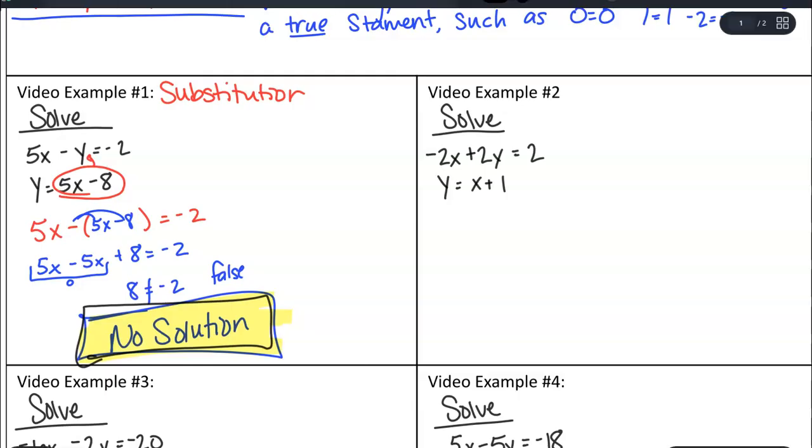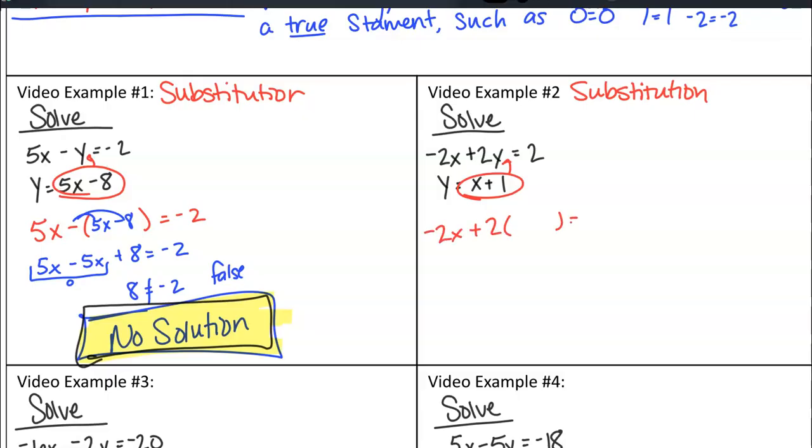Let's take a look at example number 2. The first equation is in standard form, but the second equation is solved for y. So again, the method we should be using is substitution. And we are going to substitute into the y, not the x. Silly me. Negative 2x plus 2, big parentheses equals 2. And what goes in the parentheses? Well, what does y equal? Well, y equals x plus 1.